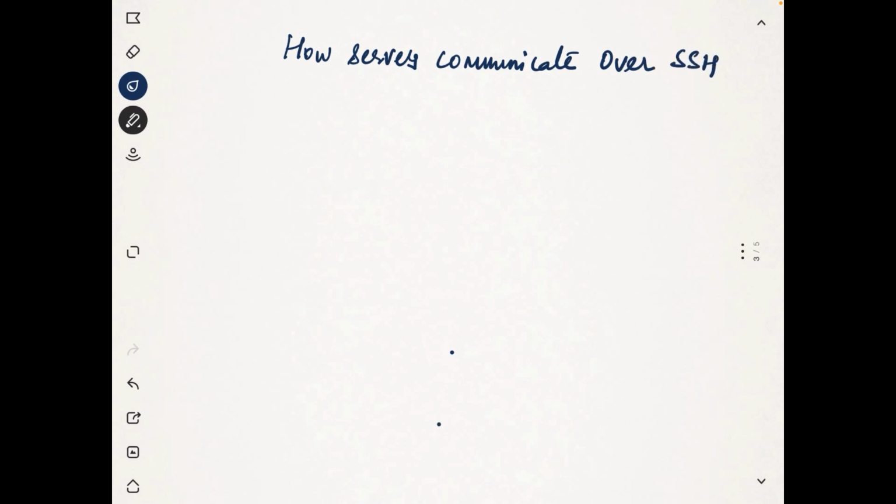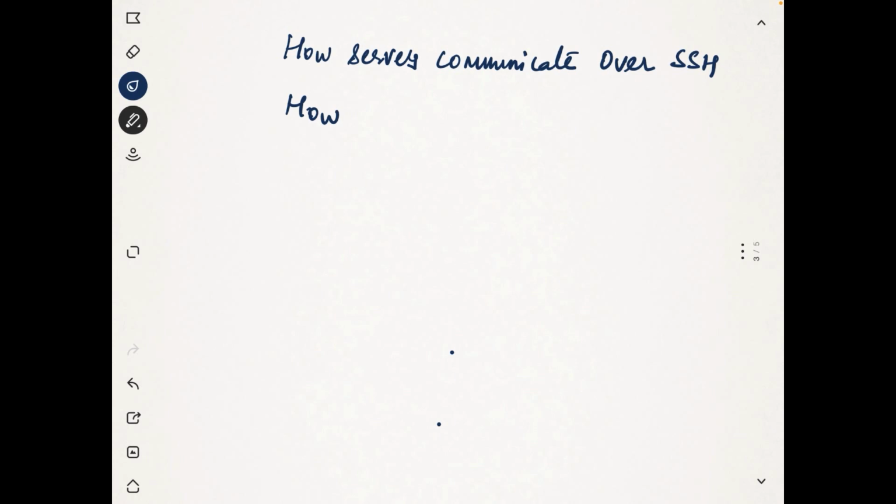Today we'll talk about something very interesting. We'll talk about how we use SSH to connect to servers and what is the public key encryption mechanism that goes behind the scenes. So the first thing is how servers communicate over SSH. That's what we are going to talk about.